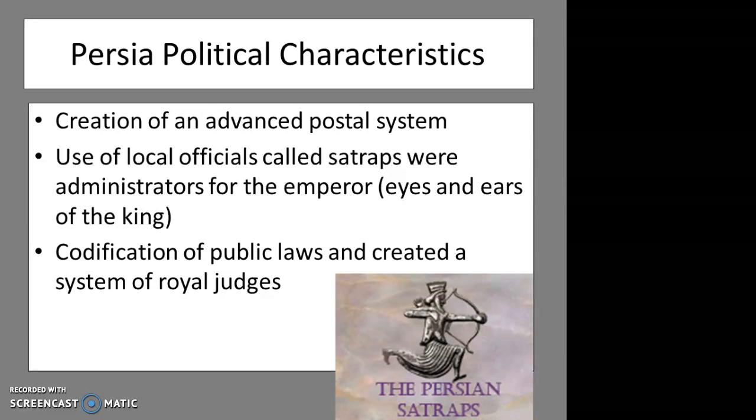In the Persian political characteristics, they created an advanced postal system. They had what we call Persian satraps. As you can see, this is a picture here. These were advisors, so to speak. They were the eyes and ears of the king. They were governors of each of the different independent states that reported back to the king and told him what was going on. They also codified laws such as Hammurabi. They created a system of judges to maintain order.